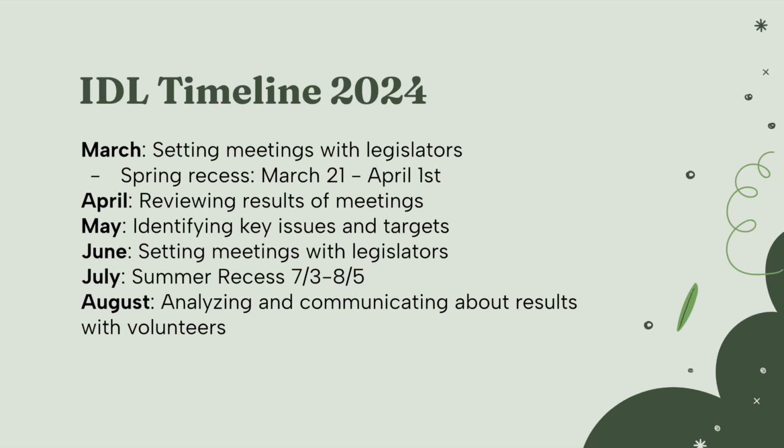Now here's an overview of the timeline for in-district lobbying this year. Next month, we'll be coordinating with volunteers to set meetings with legislators during the last week of March. After those meetings, we'll be reviewing the information we gathered in April and then setting up a program for summer in-district lobbying in May. In June, we'll be coordinating with volunteers again to set meetings during July for the summer recess. After that, we'll be waiting to see how legislators vote on the bills we lobbied for.